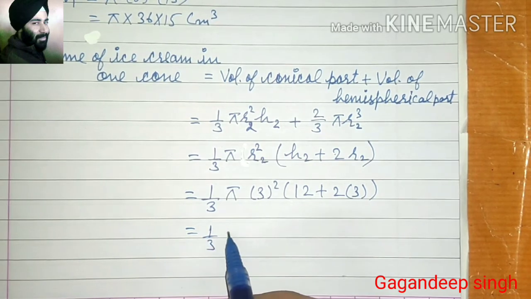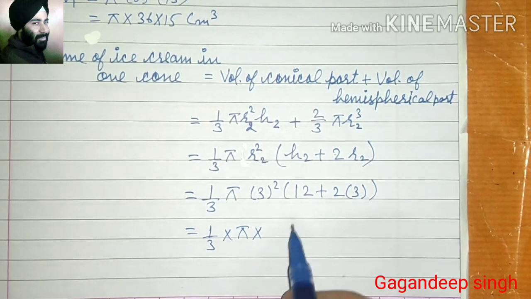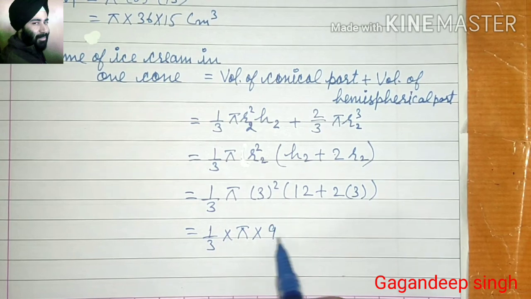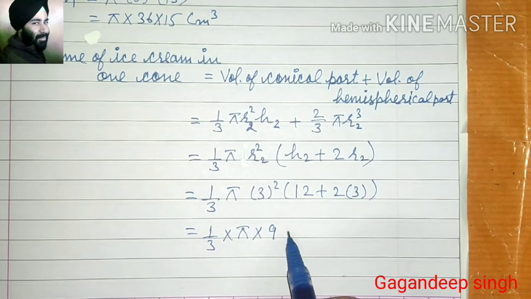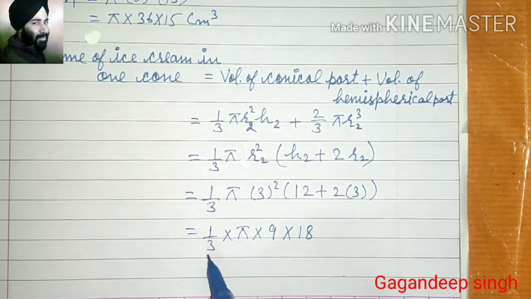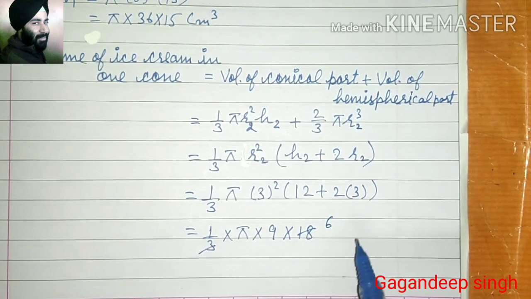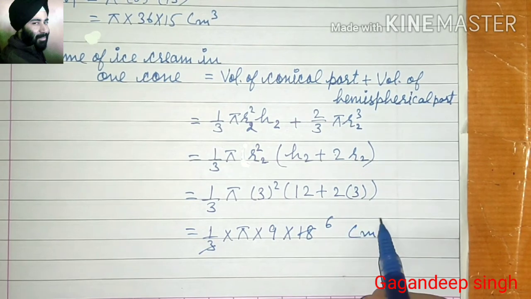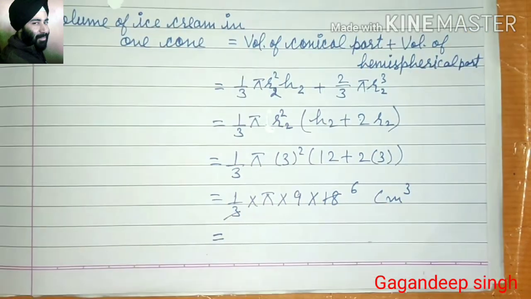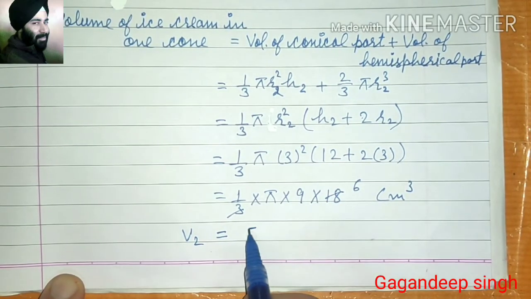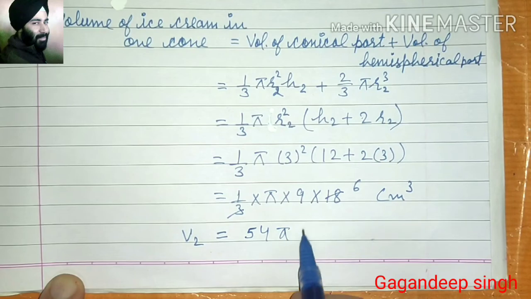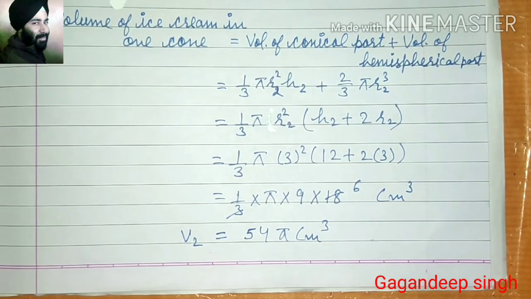One by 3 into pi, square of 3 is 9 and 2 3s are 6, 6 plus 12 is 18. So 3 6s are 18 centimeter cube. So V2 is equal to 54 pi centimeter cube. So volume of ice cream in one cone is 54 pi centimeter cube.